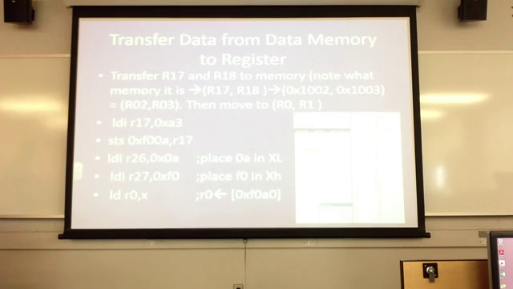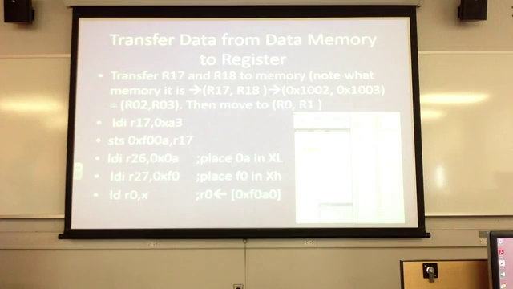All right. So now, let's say I want to transfer R17 and R18 to a memory location that's sitting at 1002, 1003, and then move them into R0 and R1, all right? So here I'm going to load up R17 just with a number. I'm going to store that number at this 16-bit memory location here. And then I'm going to load into R26 the lower order byte of this memory location, and into R27 the higher order byte of that memory location.